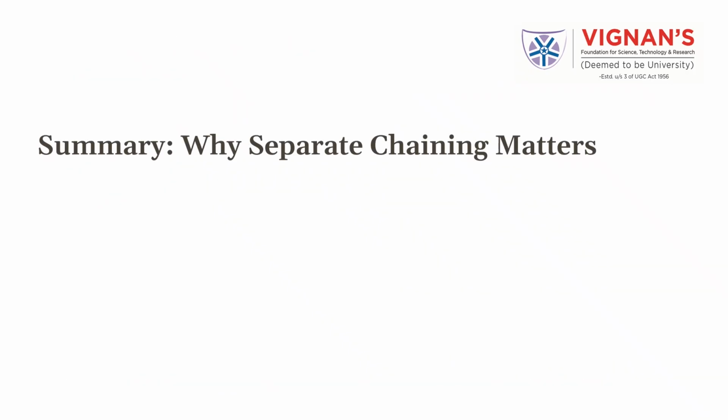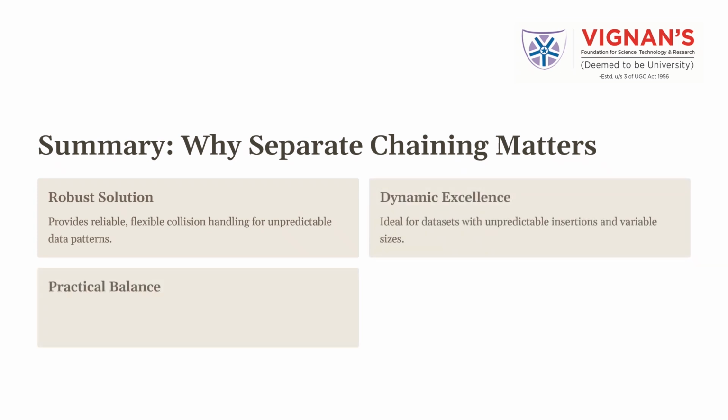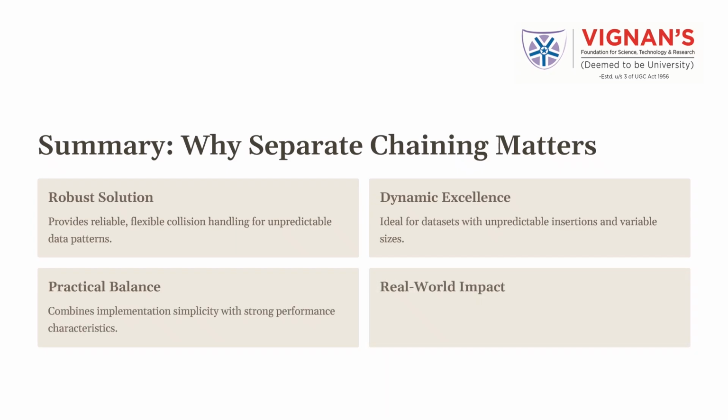Summary: why separate chaining matters. Separate chaining is a robust and flexible collision resolution technique. It allows multiple elements to be stored at the same index without data loss. It works well with dynamic and unpredictable data. Because of its simplicity, reliability, and efficiency, separate chaining is widely used in real-world hash table implementations.